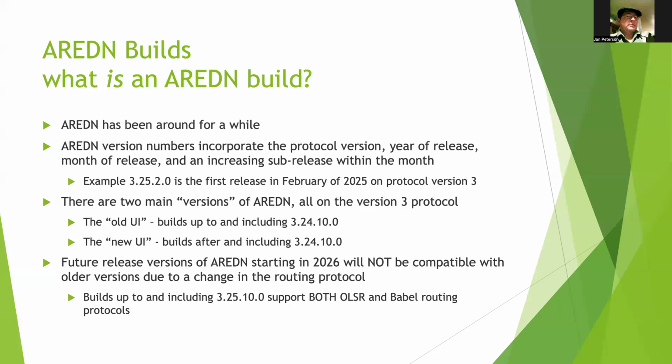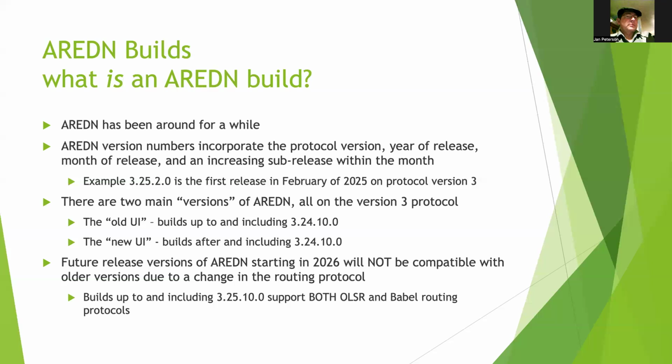So the current release build, which is 3.25.10.0, the October build, has both OLSR and Babel protocols built into it. Now, if it's talking to another node that speaks the Babel protocol, it will use the Babel protocol. If it's talking to a node that speaks only OLSR, it will use OLSR. The problem is, if a node only knows the Babel protocol, information about those OLSR nodes won't travel that link. So you may end up with islands of OLSR nodes.